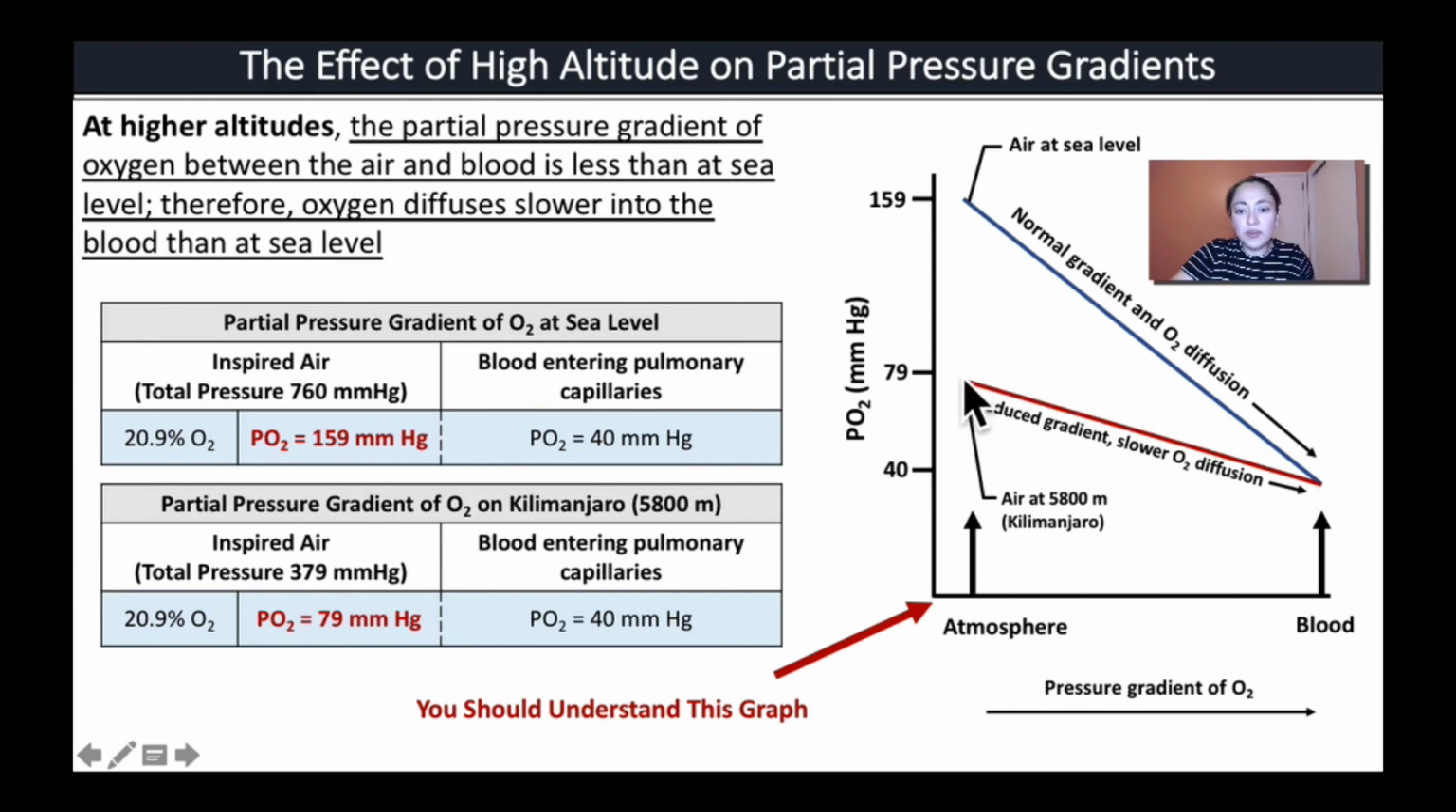But on top of Kilimanjaro, the partial pressure of oxygen was only 79, versus in our blood, which is 40. So now what's that difference there? That's a difference of about 39. And that smaller gradient or difference causes the oxygen to diffuse really slowly into my blood. And that's why you saw, as I was climbing, less and less oxygen was actually in my blood.